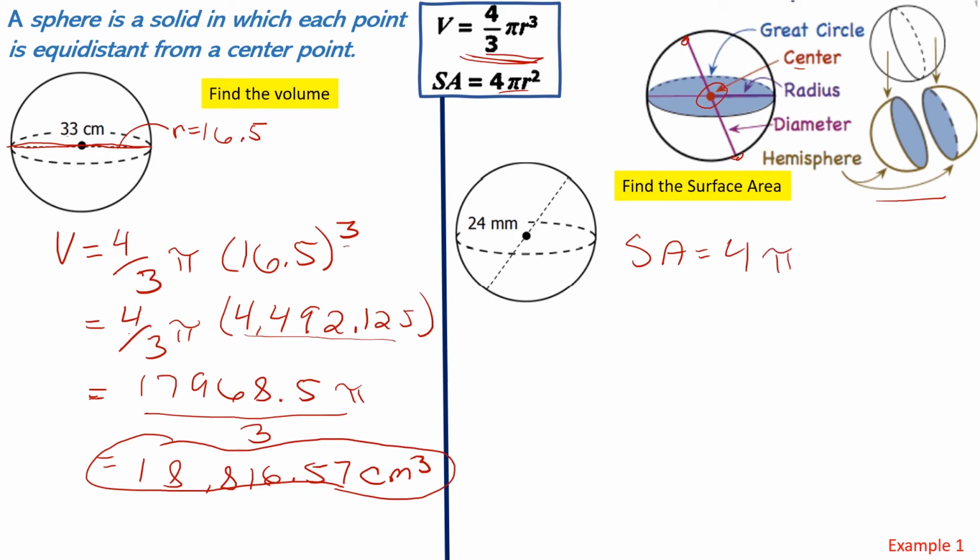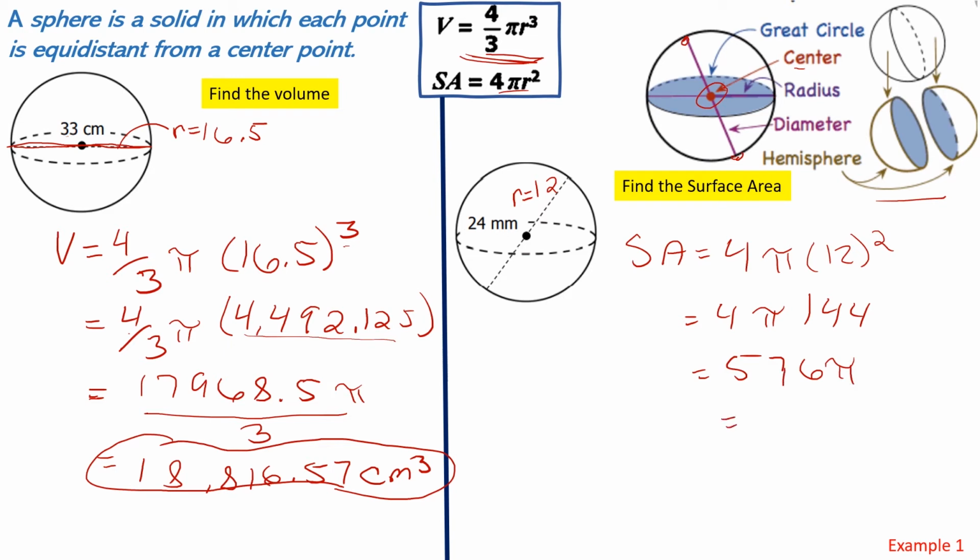Again, we're given our diameter, so the radius is 12. The diameter is 24, and the radius is half of that. That is 12 squared. So 4 times pi times 12 squared, which is 144, times 4, that is 576 pi.